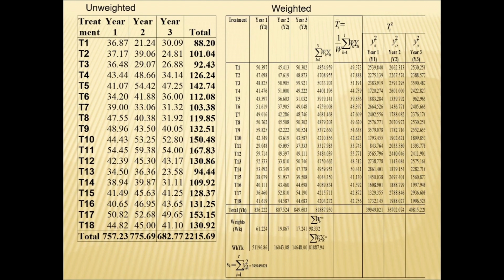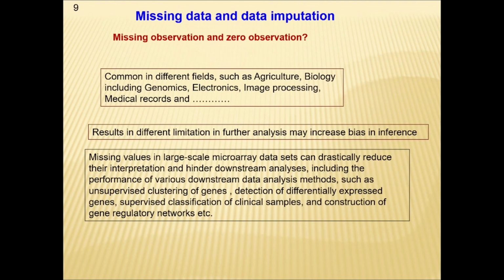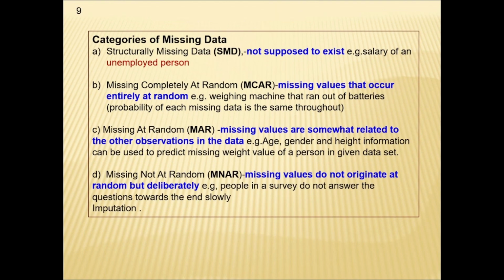Missing data, or data imputation. Data imputation, as I understand, is a great problem in bioinformatics analysis. Agriculture, biology, everywhere, it is there. The results of the analysis also differ according to the imputation technique. The categories you will know better than me in this case.